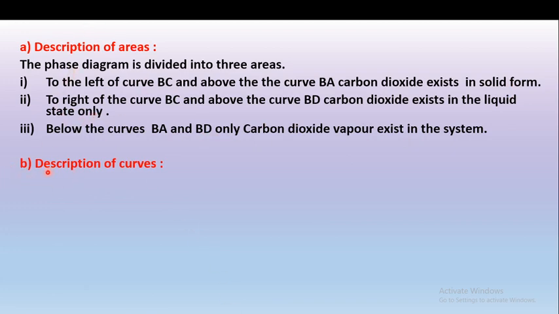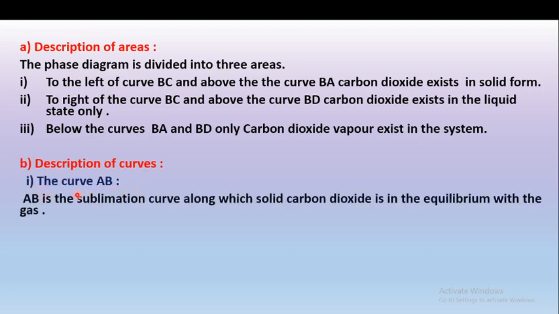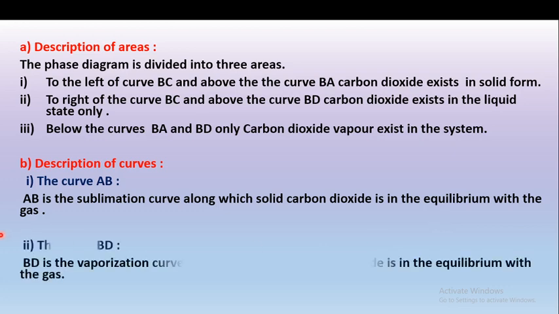Next we have to study description of curves, different curves. First curve, that is the curve AB. So what is curve AB? Curve AB is the sublimation curve along which solid carbon dioxide is in equilibrium with the gas. We know that sublimation means solid is directly converted into gas. So AB is the sublimation curve for solid carbon dioxide which is in equilibrium with the gas phase.